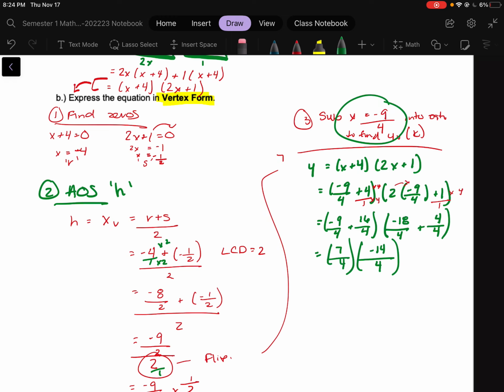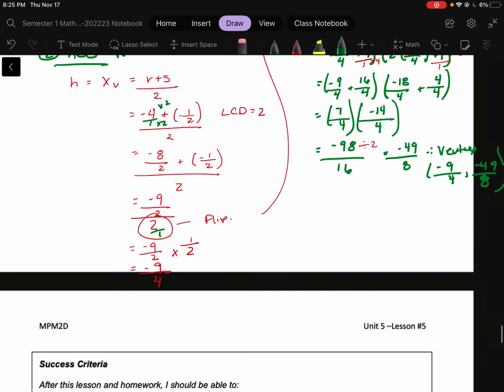And then from there, we need to multiply. So 7 times -14 is going to be -98. 4 times 4 is 16. And then we have to simplify this. To simplify this, the number that goes into both of them is going to be 2, so divided by 2. And then we'll get -49 over 8. So therefore, our vertex is going to be -9 over 4 from what we found before, and then -49 over 8.